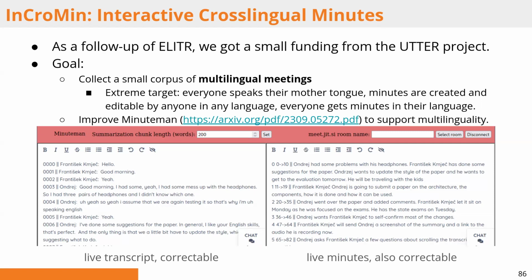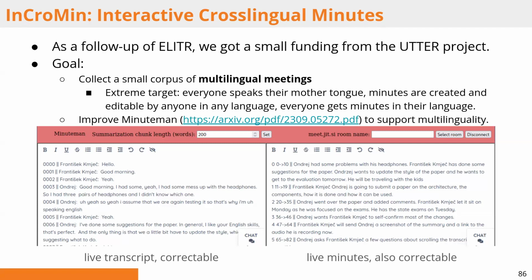So both the transcripts and the minutes are editable live by anyone in a shared editor. And if you fix the ASR, then the corresponding summary gets recreated. If you fix the minutes, of course, it stays as the humans did it. So at the end of the meeting, ideally you would have the minutes corrected by other participants live again.